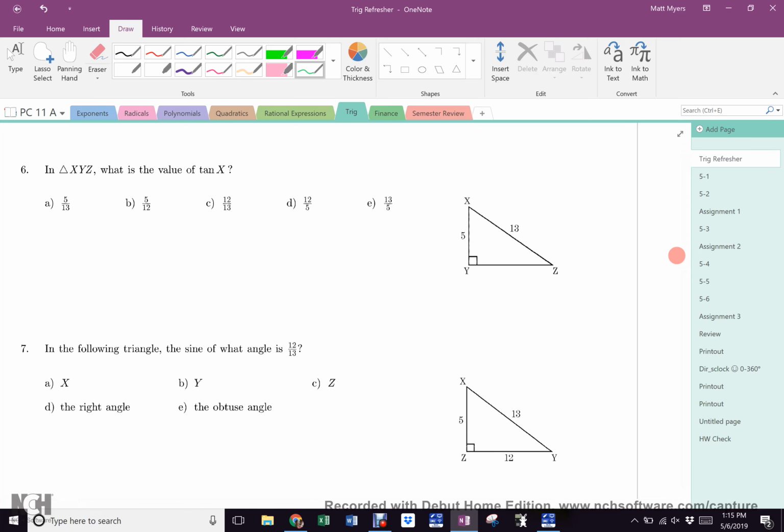Why did you choose this over the others? Anyone? D. How did you know this was 12? No, because of Pythagoras. 169 minus 25 is 144. The square root of 144 is 12. That is not why you know it is 12 over. Oh, it's the only other option. No. Pythagoras.